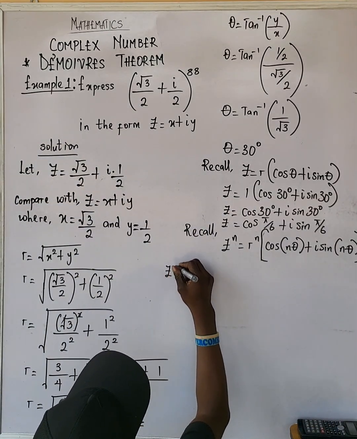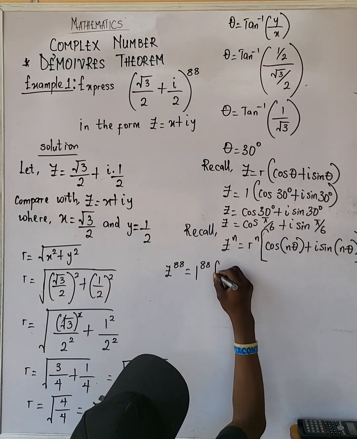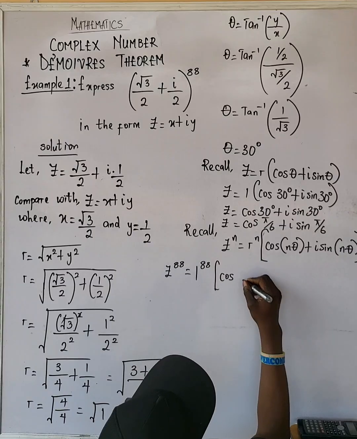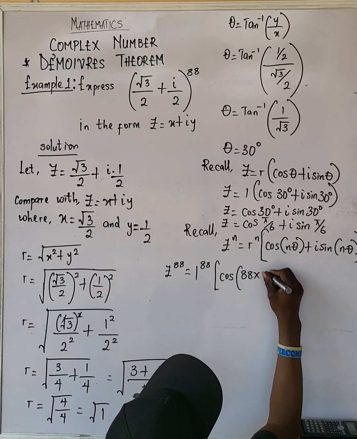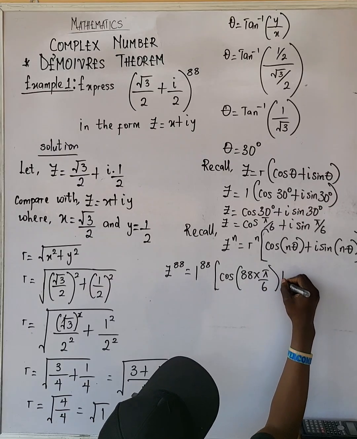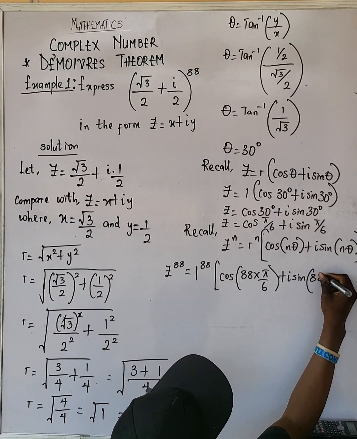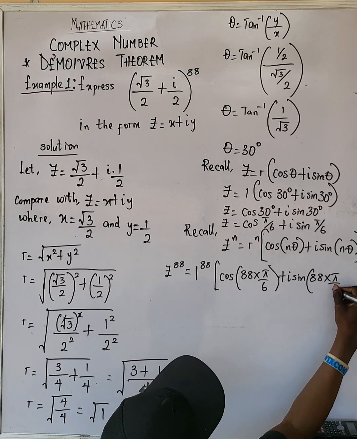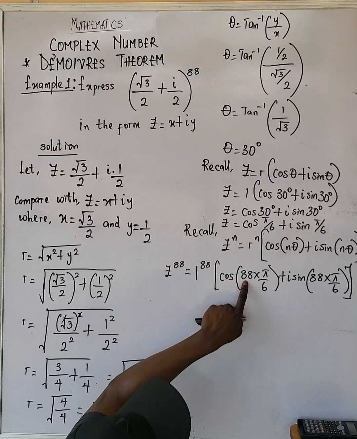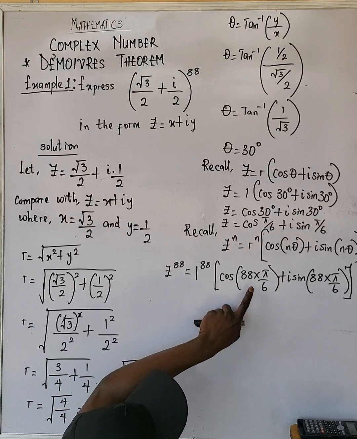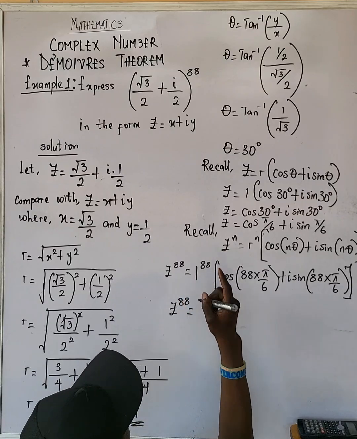Sorry about that. That's z to the power of 88 equals 1 to the power of 88. Then that will be cos. So here, what is our n? 88 multiplied by pi over 6. Then plus i sine, that's 88 multiplied by pi over 6. Right? So what do we have? What can go into 88 and can go into 6? That's 2.